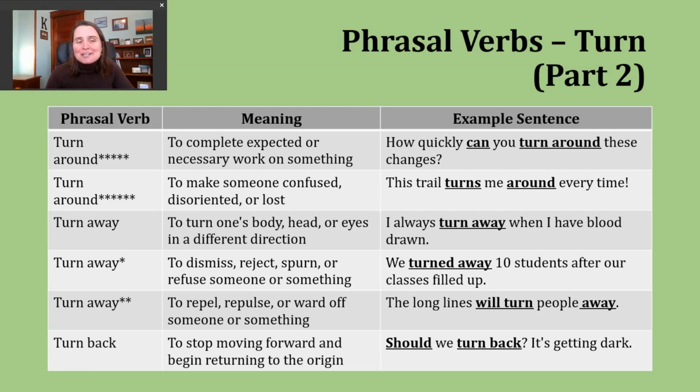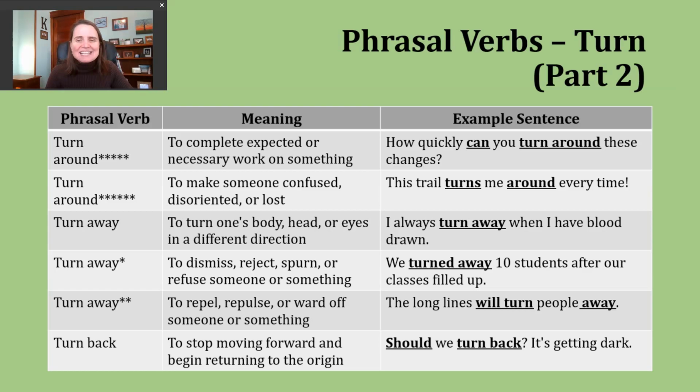A seventh way to use turn around could mean to make someone confused, disoriented, or lost. An example of this might be, this trail turns me around every time. So here someone is suggesting, I'm confused. I don't know which way to go. I'm a bit lost. That's an example of the simple present.